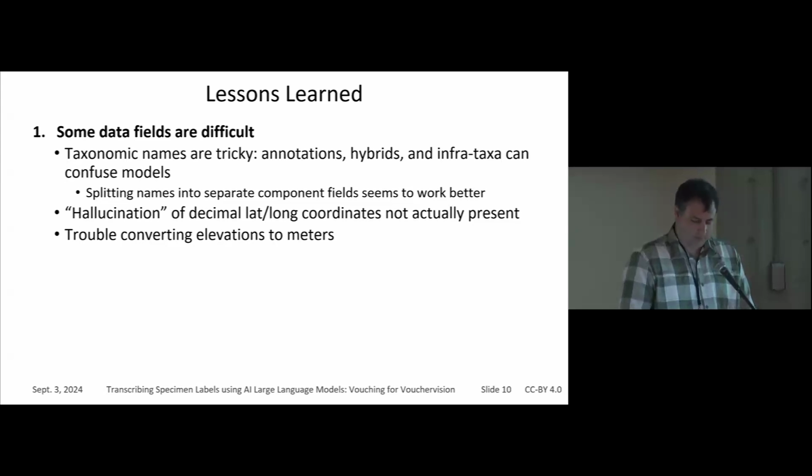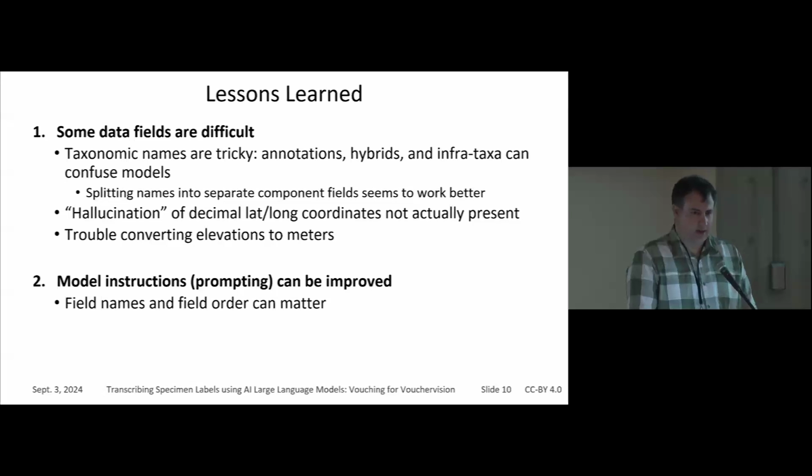There are some fields that VoucherVision initially supported that we just decided weren't worth asking. So VoucherVision said, if there are coordinates on the label, convert them to decimal latitude and longitude. Sounds great. And so that worked some of the time. And sometimes the model would hallucinate coordinates that didn't exist. So it was essentially georeferencing the specimen for us. Sometimes it was right, but also sometimes it was wrong. So that was a problem. We had similar issues with elevation. So we just didn't ask, and we have our students do that.